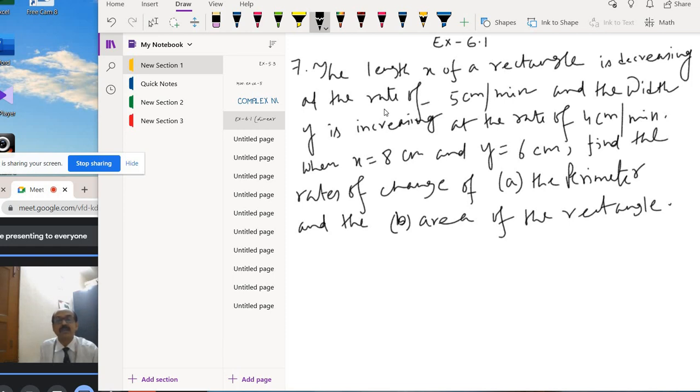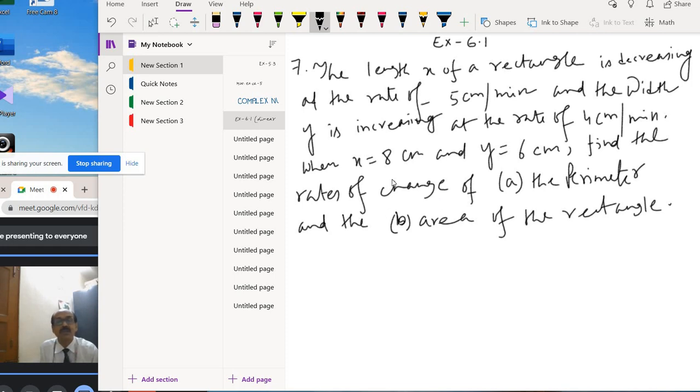The question is, the length x of a rectangle is decreasing at the rate of 5 cm per minute and the width y is increasing at the rate of 4 cm per minute. When x equals 8 cm and y equals 6 cm, find the rates of change of the perimeter and the area of the rectangle.